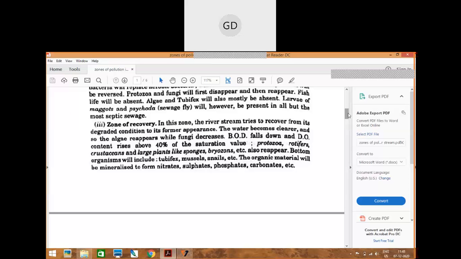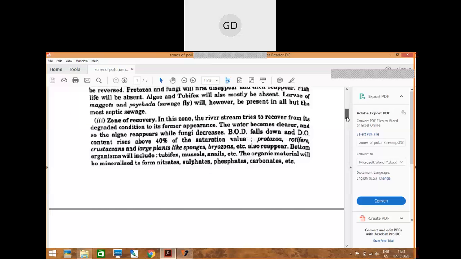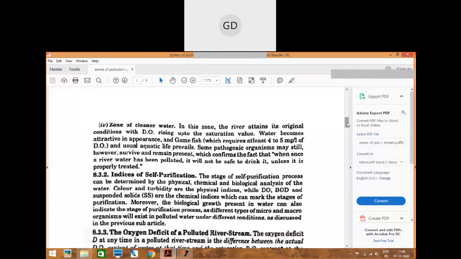Then BOD falls down and the DO content rises above 40% of its saturation value. So this is your zone of recovery. Now the next one is your zone of cleaner water. So what is the zone of cleaner water? In this zone, the river attains its original conditions with DO rising up to the saturation value.